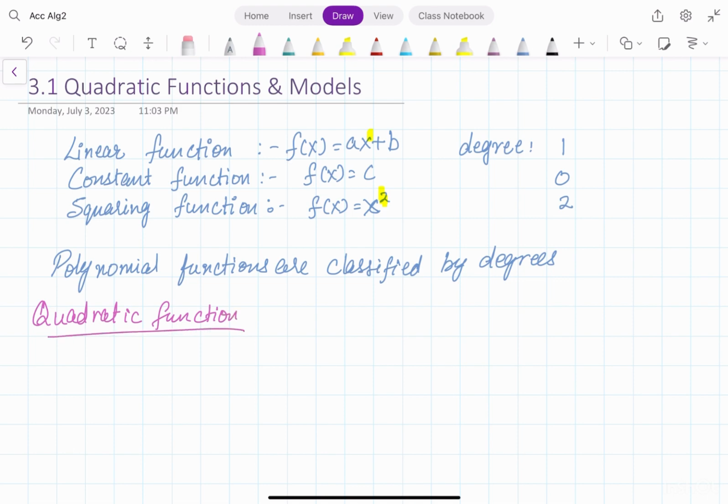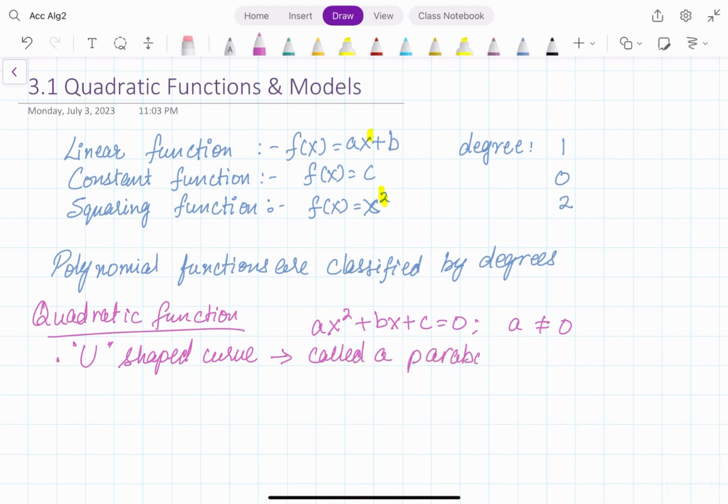We know the quadratic function has the standard equation ax squared plus bx plus c, provided a is not equal to 0, because if a becomes 0, then it is 0 times x squared, which is 0, and it becomes a linear function. Some properties of the quadratic function: when you graph it, it looks like a U-shaped curve, and the name for that is a parabola. So parabola is the name of the shape of the quadratic function, which is a U-shaped graph.